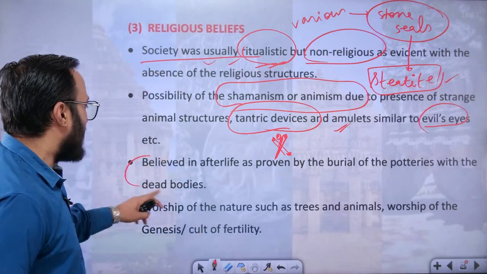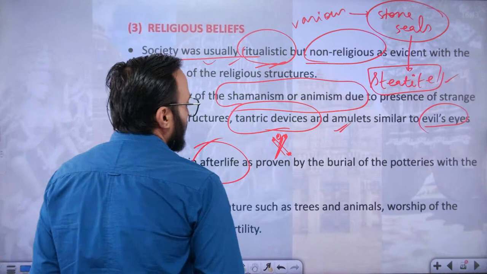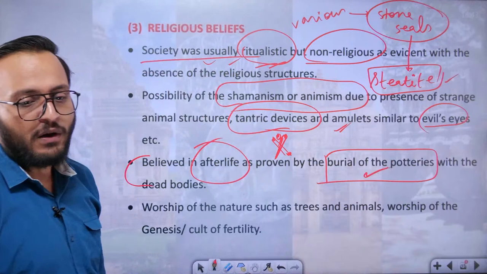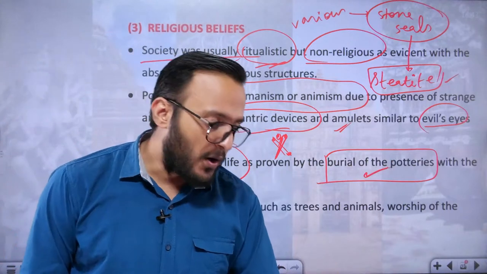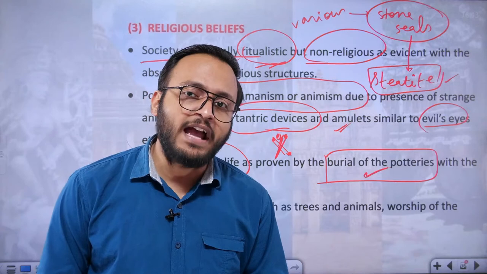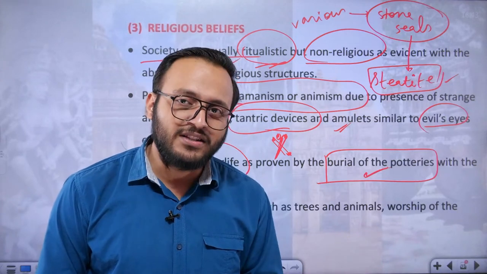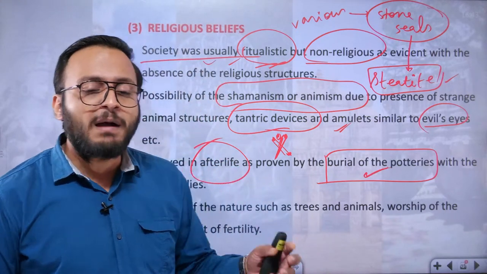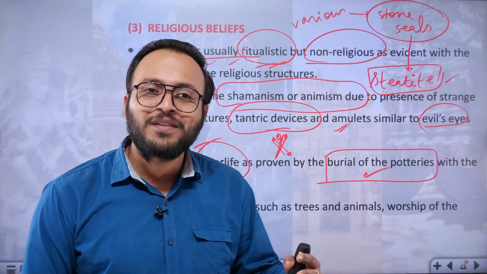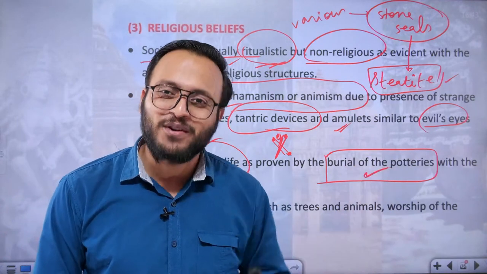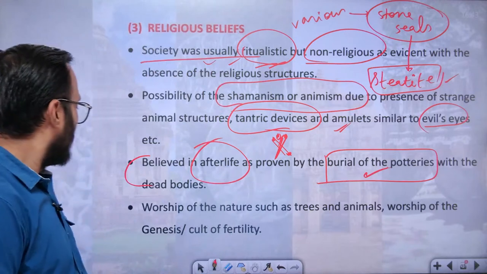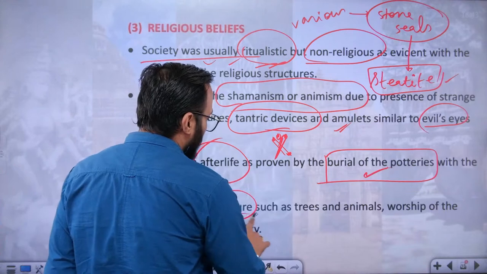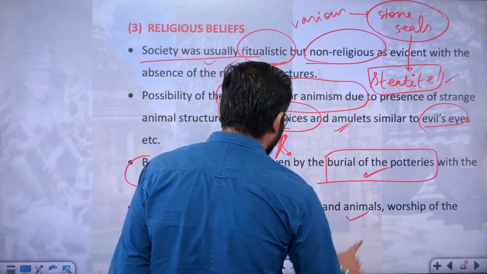Now, apart from that, they also believed in the afterlife, because burials with potteries have been found along with the dead bodies, and these potteries had some edibles, some essential products, etc. That is where we can say that probably they thought that after death also, the person will rise up and use these products, isn't it? They also worshipped members of nature, like trees, animals, etc.